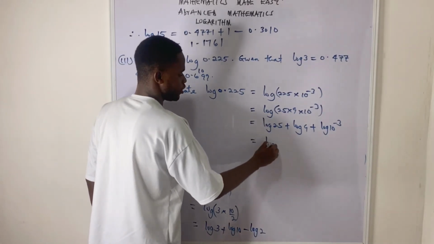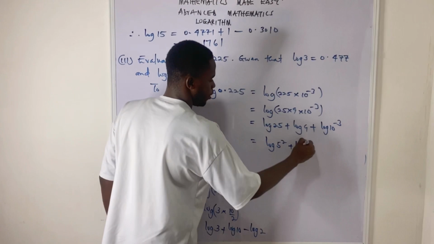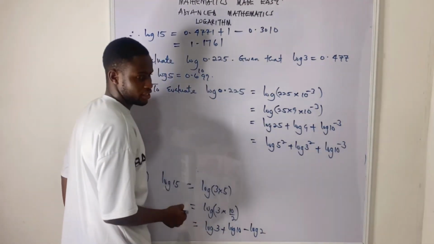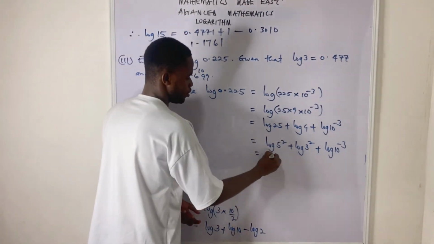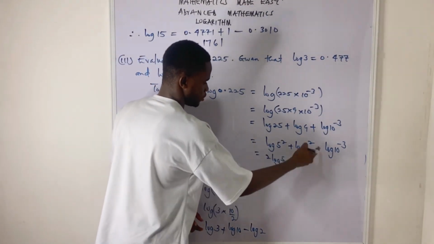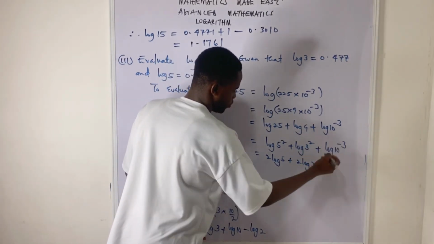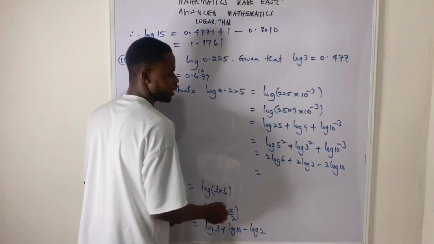So log 25 will become 5 raised to the power 2, and 9 will become 3 raised to the power 2, plus log 10 raised to the power minus 3. I believe you can see that now. So apply the law that says power, we multiply the whole logarithm. So it will become 2 log 5 plus 2 log 3, then plus, the power minus 3, then log 10. Now put in the given values.